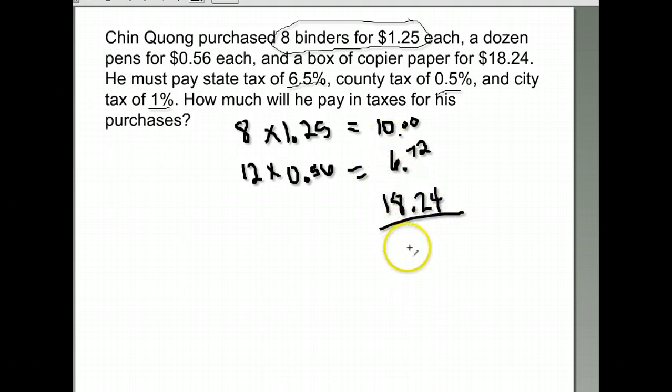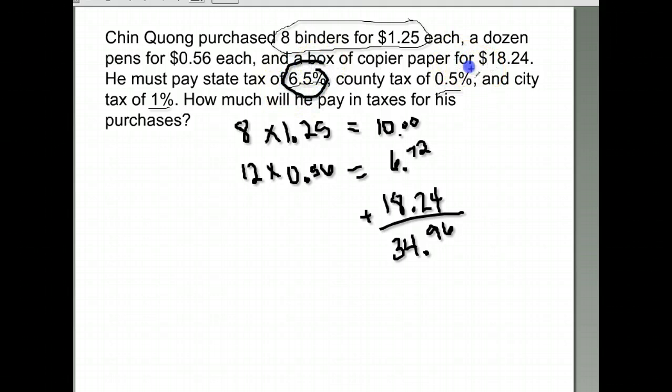All right, so what's our total for the things he bought? Good, so 16.72, and then go ahead and add the box of copy paper to that also. And we get a total of, I get $34.96. Good. Okay, we also need to total up the taxes.